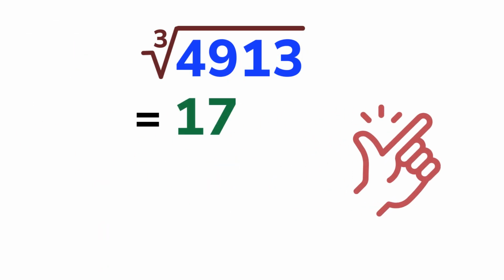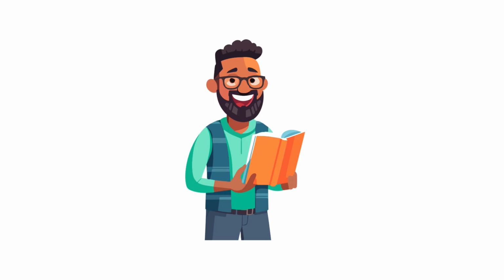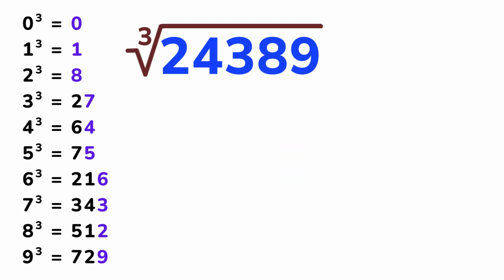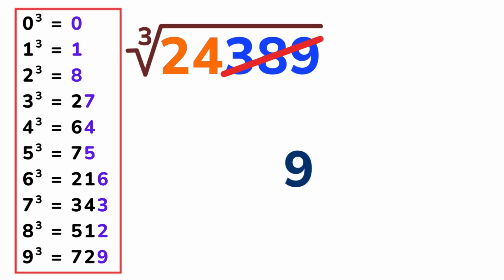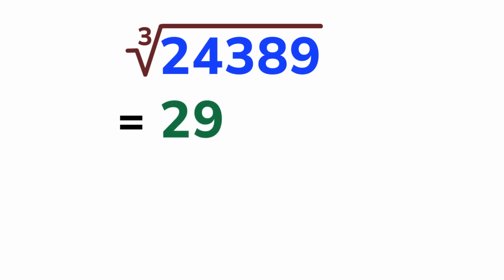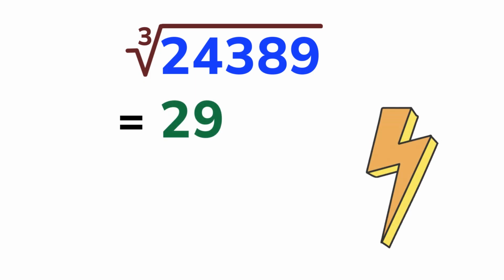That was fast. Ready for another example? Let's find the cube root of 24,389. The last digit here is 9. From the cube list, only 9 cubed ends with 9. So the last digit is 9. Now cross out the last 3 digits. We're left with 24. From the list again, find the cube that's closest to 24. That's 2 cubed, so we take 2. Put it all together, and our answer is 29. That was lightning fast, wasn't it?